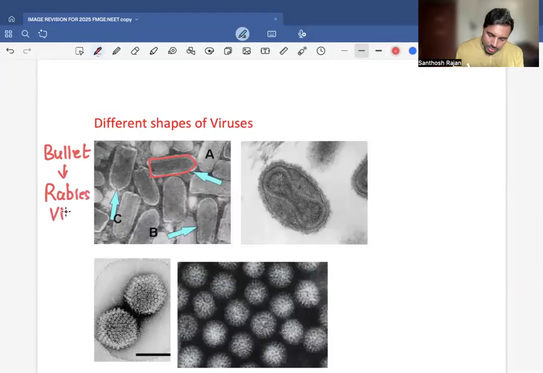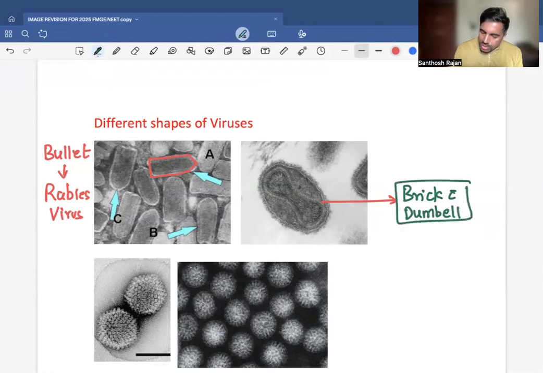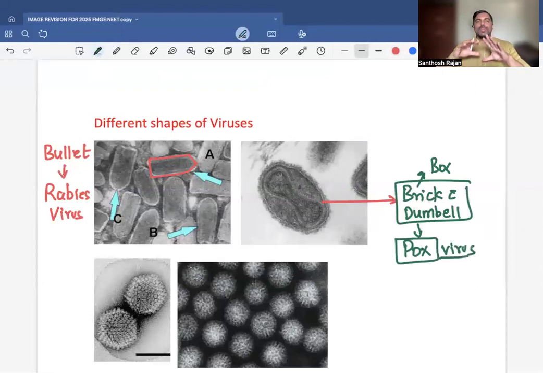Rabies virus, first thing. Second one, you see here, a brick with a dumbbell inside. Brick is like a box. You make it like a pox. So pox virus. Very simple. Box, you make it as pox. Very simple. Okay, that's all.